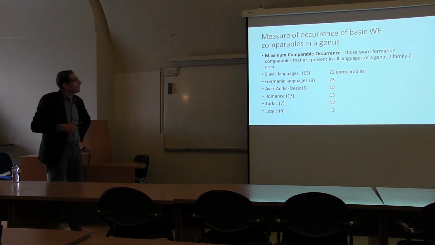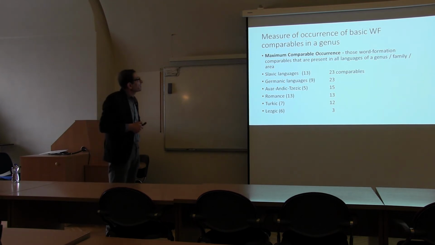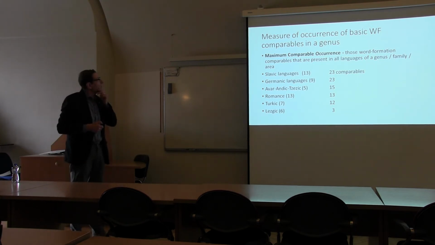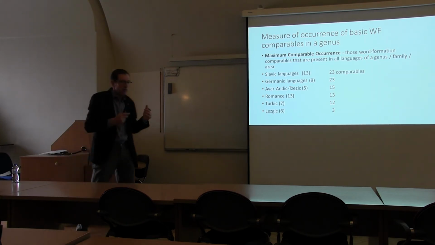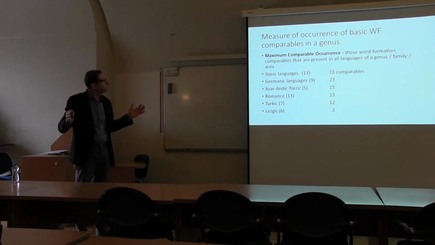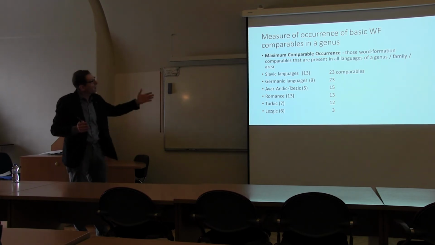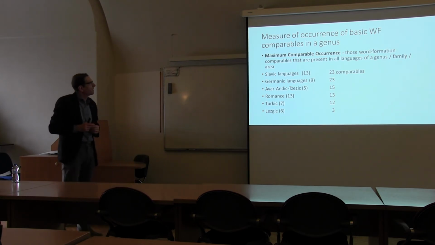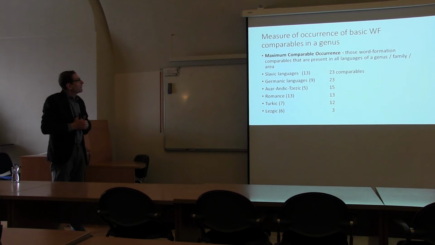The next question we tried to analyze was the measure of occurrence of basic word formation comparables in a genus. What is maximum comparable occurrence? It identifies those features that occur in all languages examined. So if I study standard average European as a whole, it means that that feature occurs in all European languages examined in a sample, or in all languages of a genus or family. Now, if we concentrate on genera, we can see that there are 23 comparables, 23 word formation rules that occur in all Slavic languages.